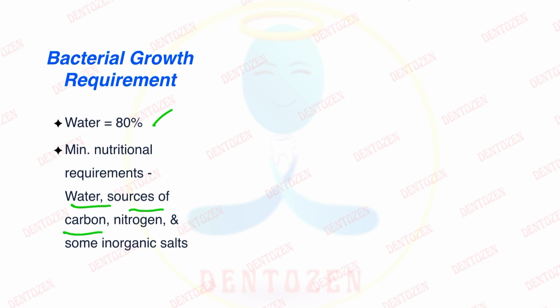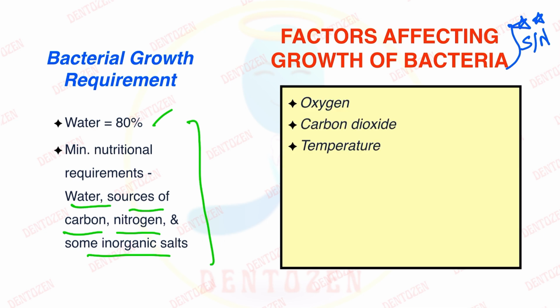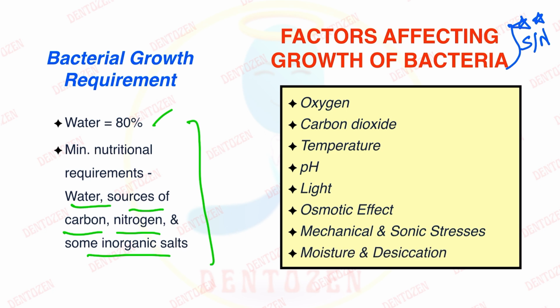So there can be certain factors which can affect the growth of bacteria, which you can add to the bacterial growth curve, or it can be a separate short note. So let's see what are these factors: oxygen, carbon dioxide, temperature, pH, light, osmotic effect, mechanical and sonic stresses, moisture, and desiccation. So all these factors can affect the growth of bacteria. Now let's see each one of these factors.